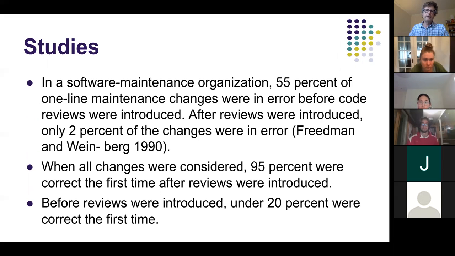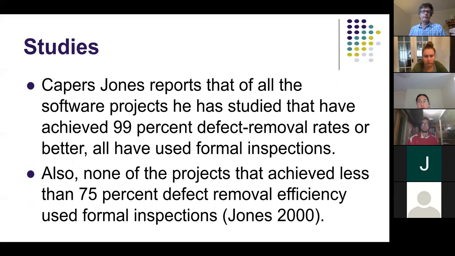Are you starting to buy this now? In software maintenance organizations, 55% of one-line maintenance changes were an error before code reviews were introduced. After code reviews were introduced, only 2% of changes were an error. Huge difference. This is another study. When all changes were considered, 95% were correct the first time when reviews were used. Only 20% were correct when reviews were not used.